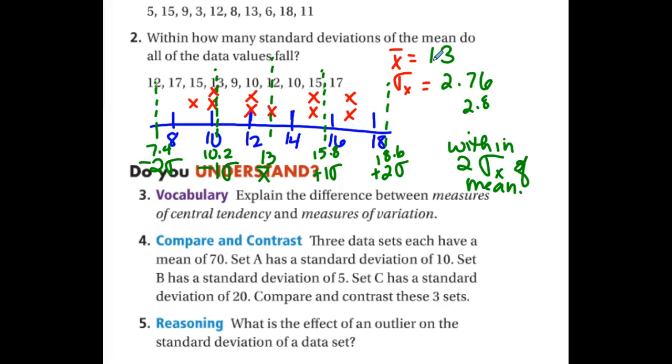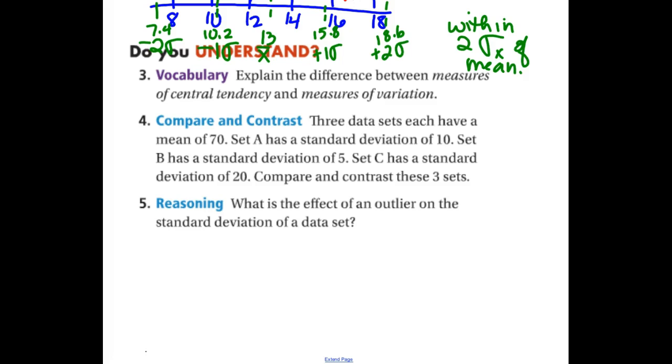All right. The next question says, explain the difference between measures of central tendency and measures of variation. What do we mean when we say measures of central tendency? Mean, median, and mode, right? We're trying to measure the center, yes? Central tendency. We're trying to look at some center values, okay? So mean, median, and mode. What about measures of variation?